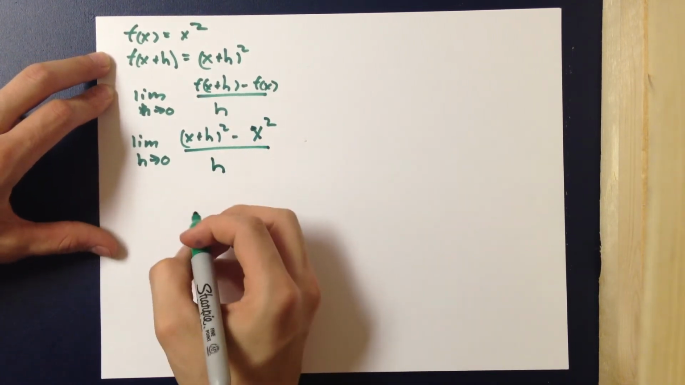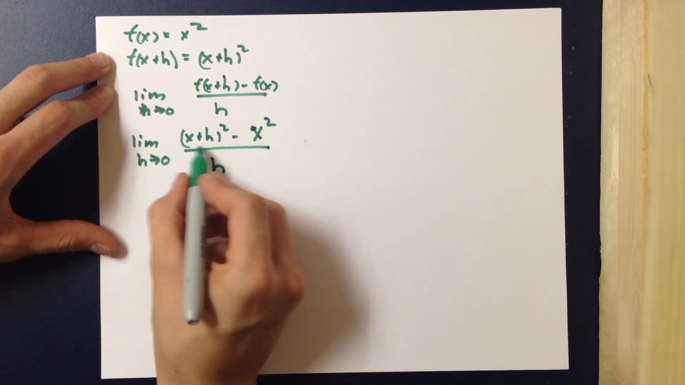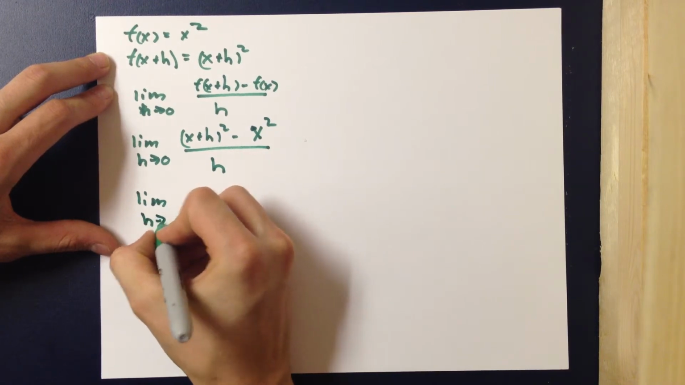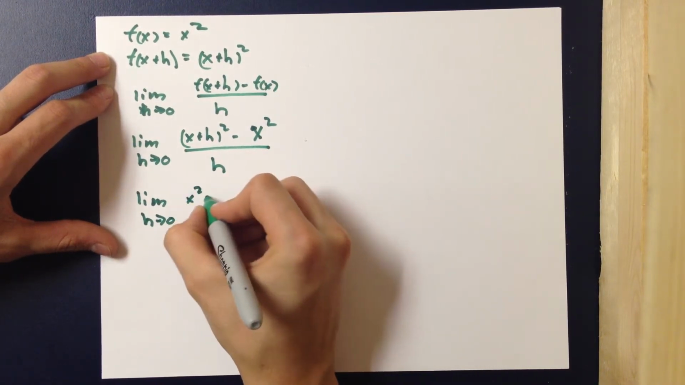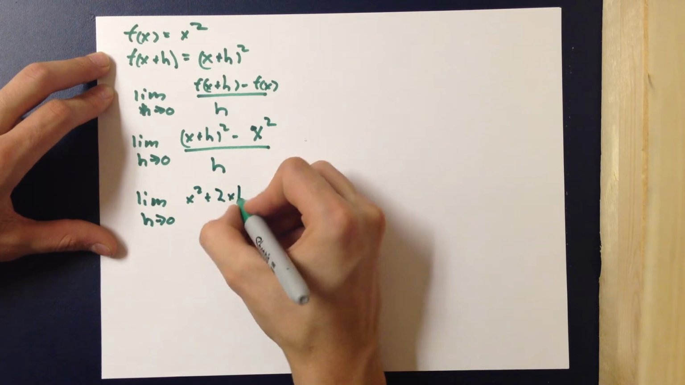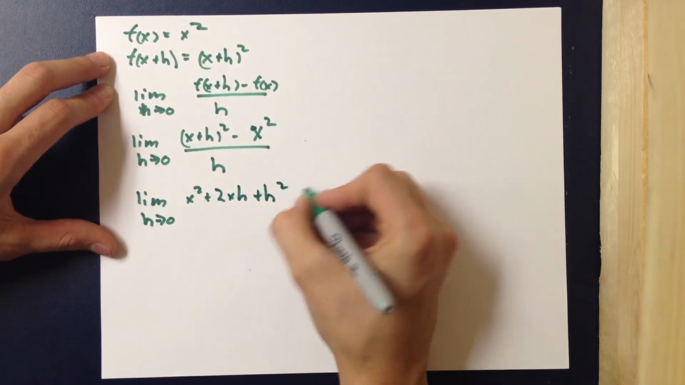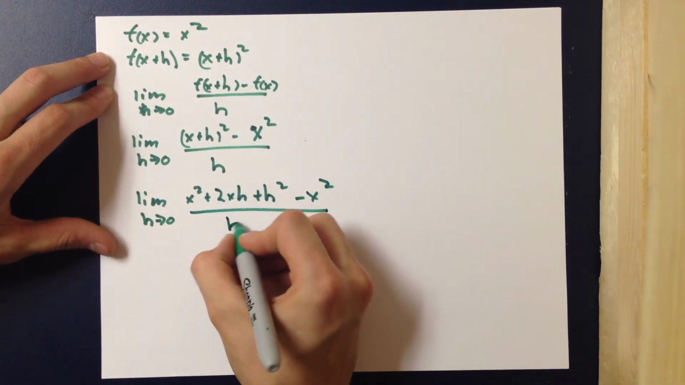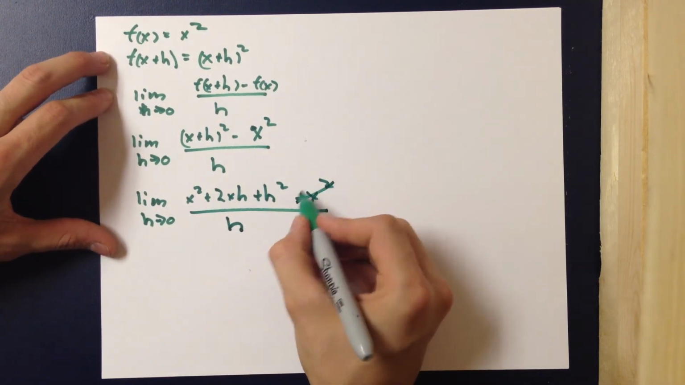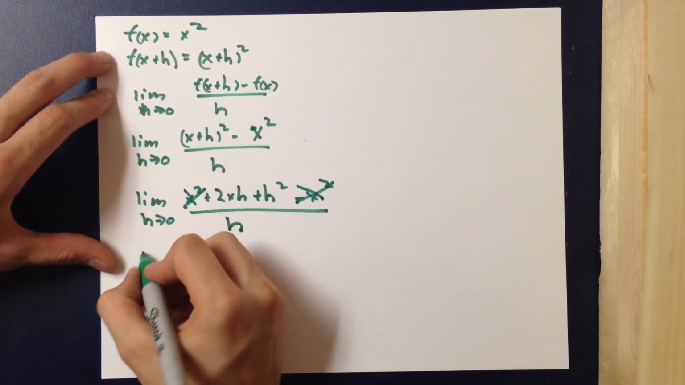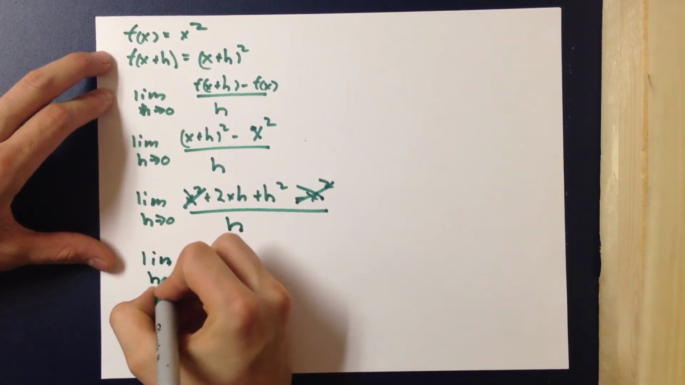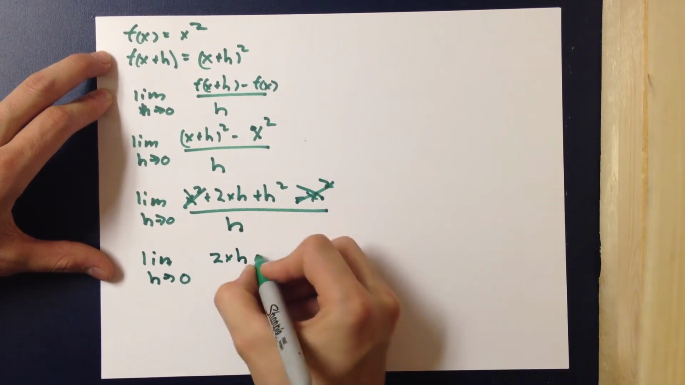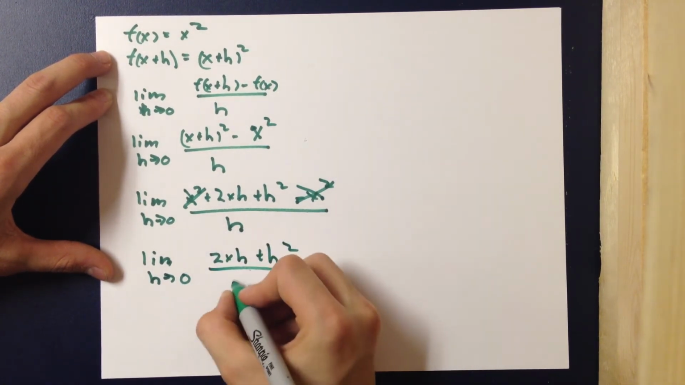You would expand this right here to become the limit as h approaches 0 of x squared plus 2xh plus h squared, all minus x squared over h. The x squared terms go to 0, so you find that the limit as h goes to 0 is actually 2xh plus h squared, all over h.